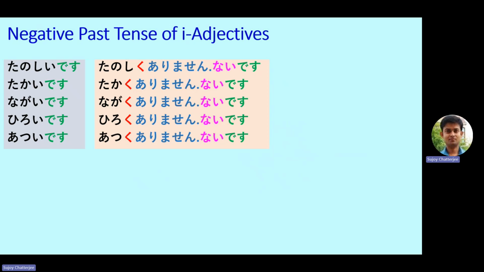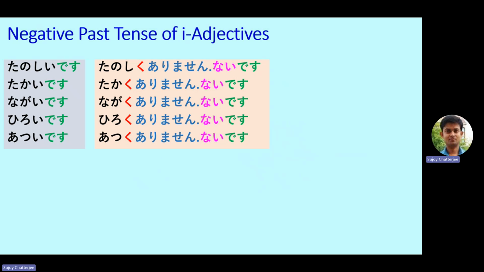And similarly, we will have Tanoshikunai, Takakunai, Nagakunai, Hirokunai, Atsukunai. And you can add the desu after nai to make it polite. So arimasen is polite, nai desu is also polite, and simply nai is the impolite version. So this is how we write the negative present tense of the adjective. This we have already studied in the previous lesson.